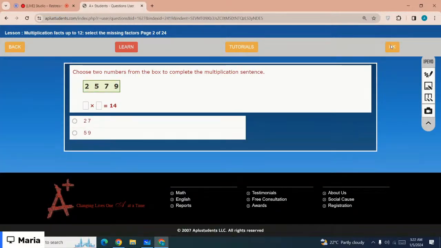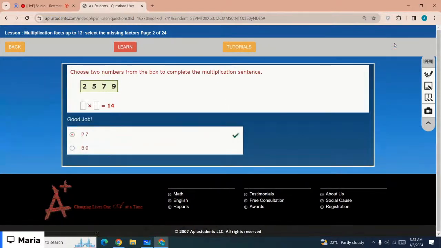You can think logically. Choose two numbers from the box to complete the multiplication sentence. So you are given 2, 5, 7, and 9. You have to see which two numbers, when you multiply them, have the answer 14. So which is the correct option? You are given two of the options 2, 7, and 5, 9. Yes, they are 2 times 7. Very good. 2 times 7 equals 14. The correct option is 2 and 7 because 5 times 9 is 45.